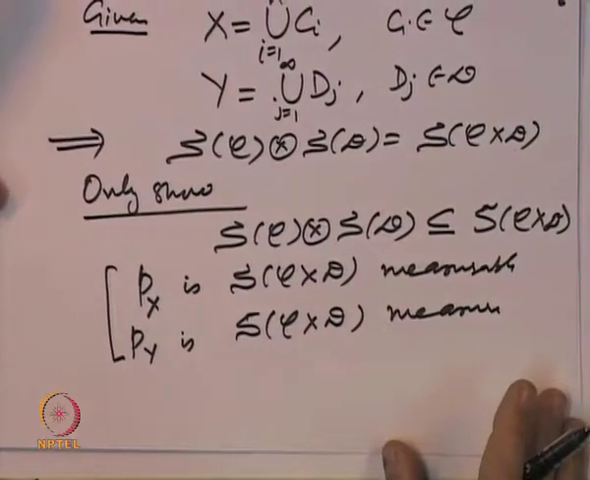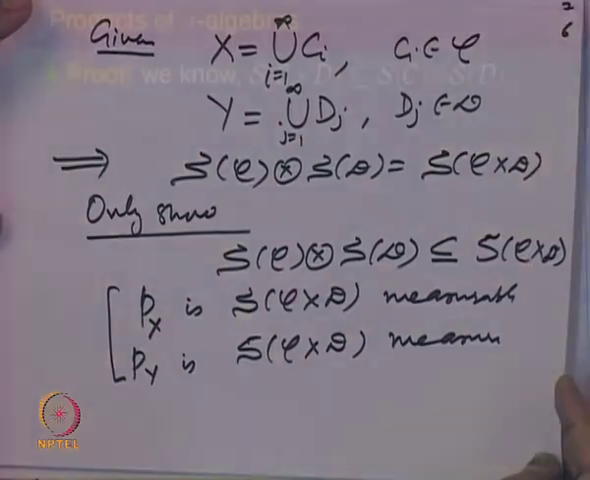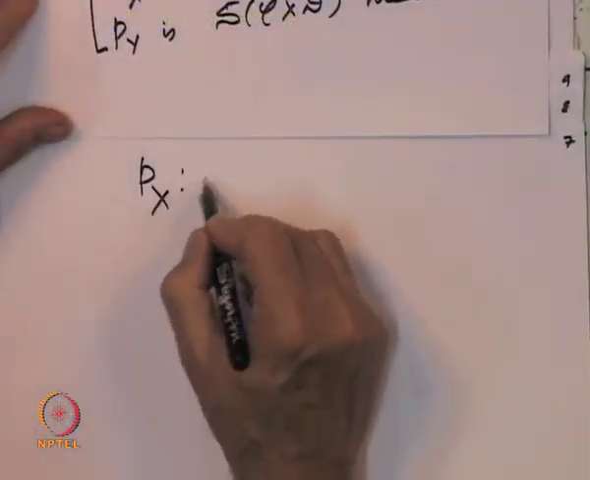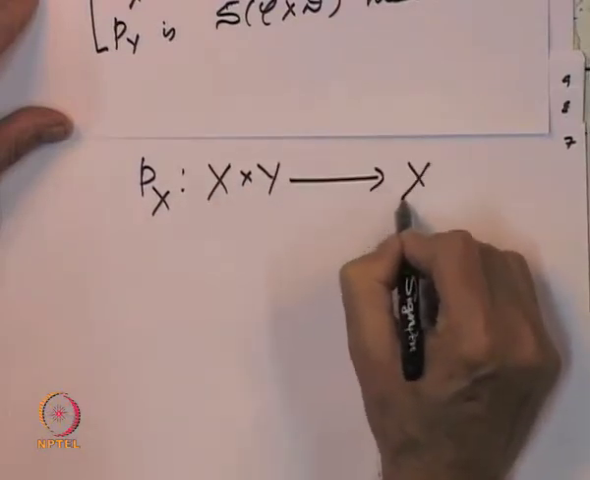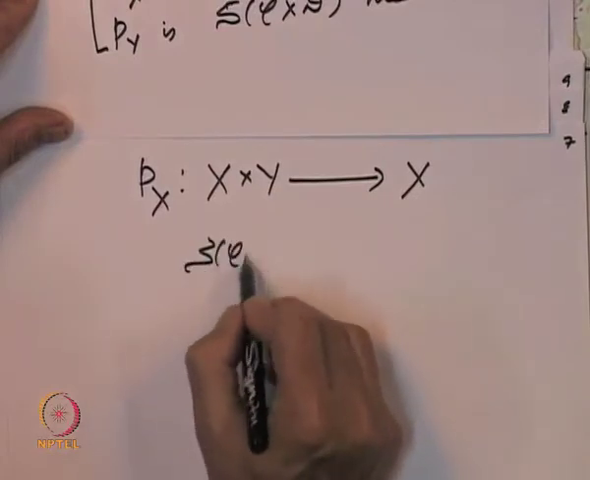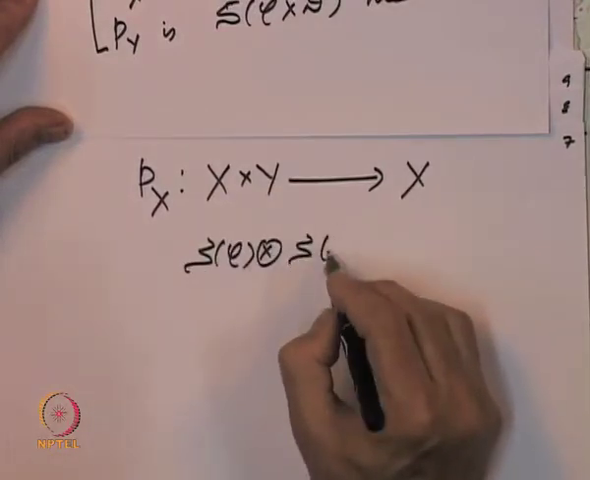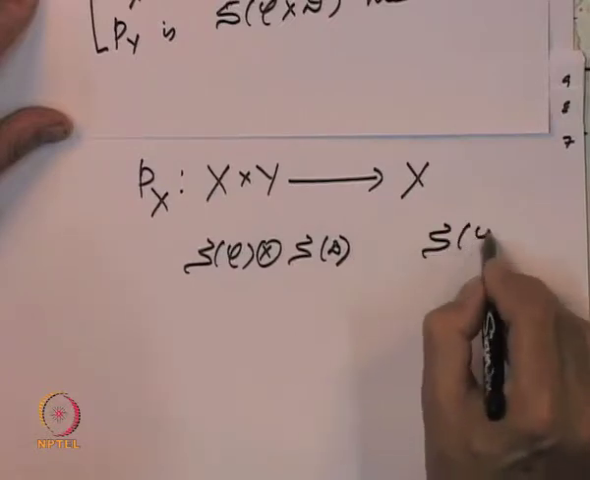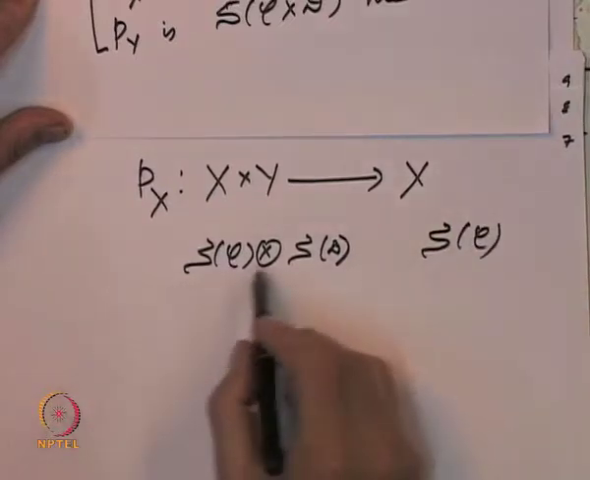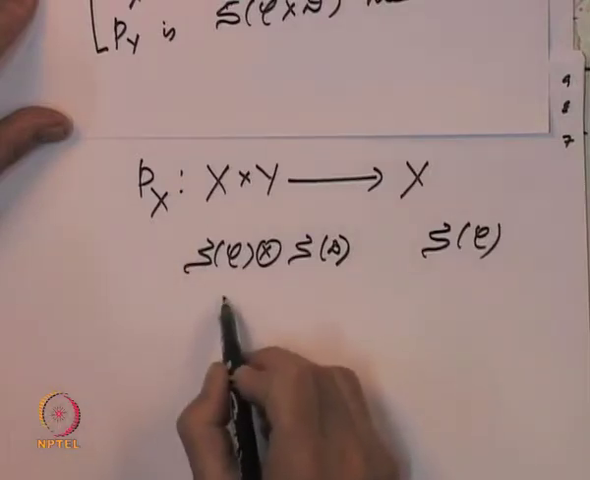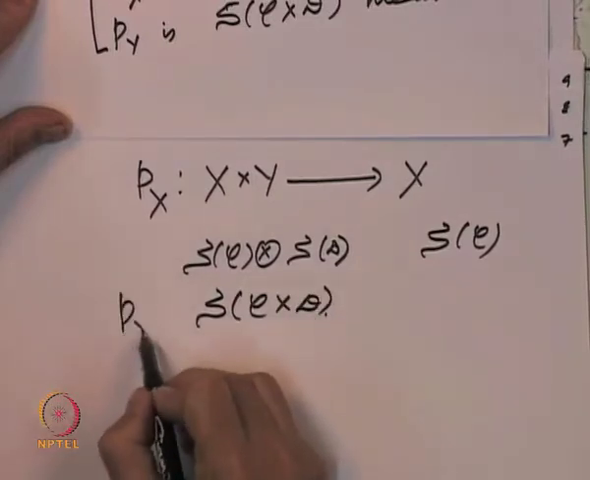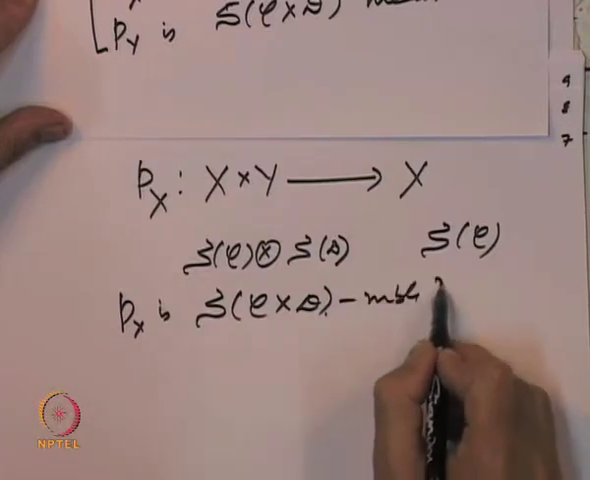So, let us show that these two maps are measurable with respect to the sigma algebra S of C cross D. For that, what we have to show is the following. Let us look at the case of the projection map P_x. P_x is a map from X cross Y to X, and here we have the product sigma algebra S of C times S of D, that is the product sigma algebra. On X we have the sigma algebra S of C. So, what we want to show is that P_x is in fact measurable with respect to the sigma algebra S of C times S of D. So, P_x is measurable. This is what we want to show.